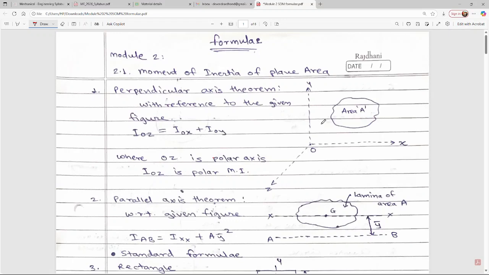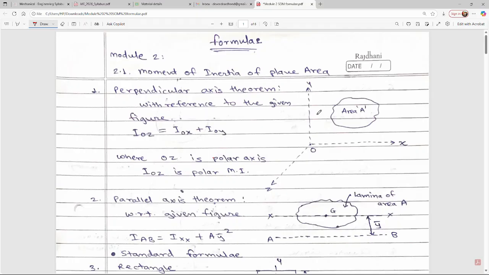Okay, so in this video I am explaining formulas from Module 2. Module 2 name is moment of inertia of plane area. Okay, so first formula is perpendicular axis theorem.